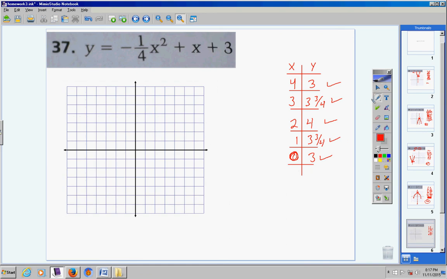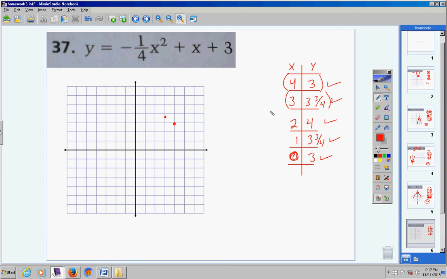Let's plot these points and be done. Your first ordered pair is 4, 3. Over 4, up 3. Next ordered pair, 3 and 3/4. Over 3, and up 3 3/4.